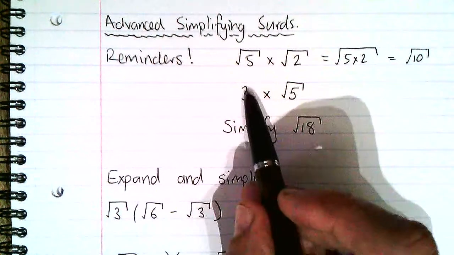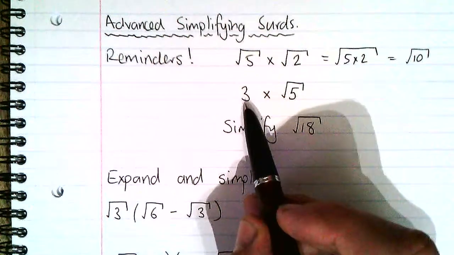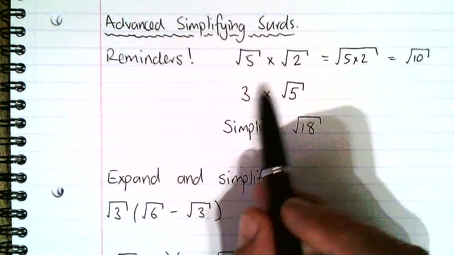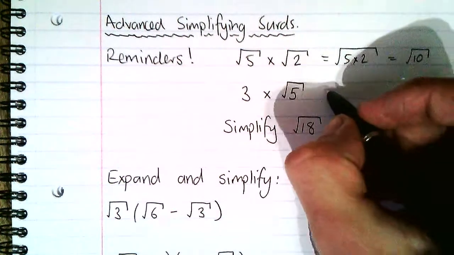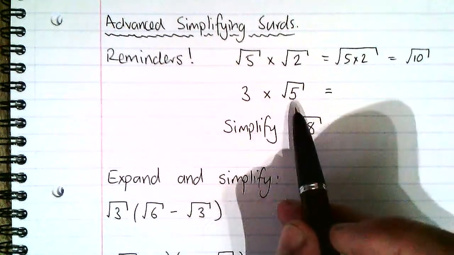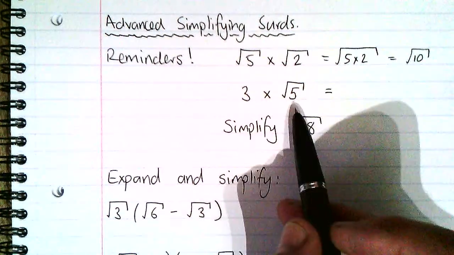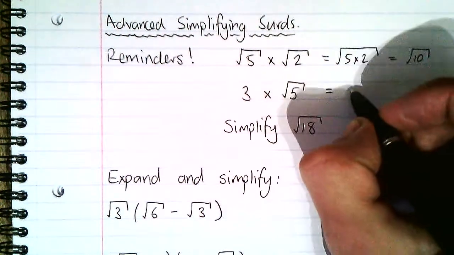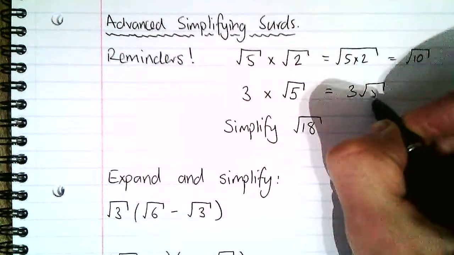Now I can kind of force this one to be in surd form by writing it as the square root of 9, and then we can combine them if we wish. But at this point here, we're just looking at being able to simplify things. So if I've got 3 times, say, let's call this y, so 3 times y we'd say was 3y. So 3 times root 5 we're going to say is 3 square root of 5.